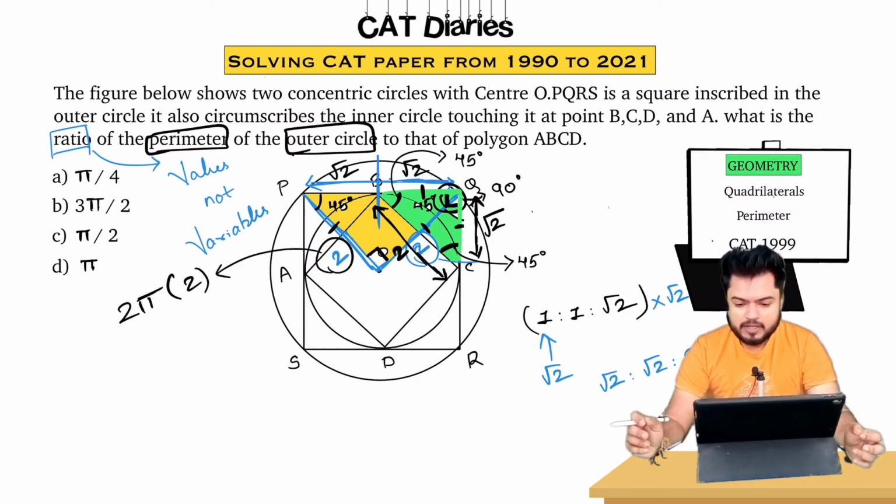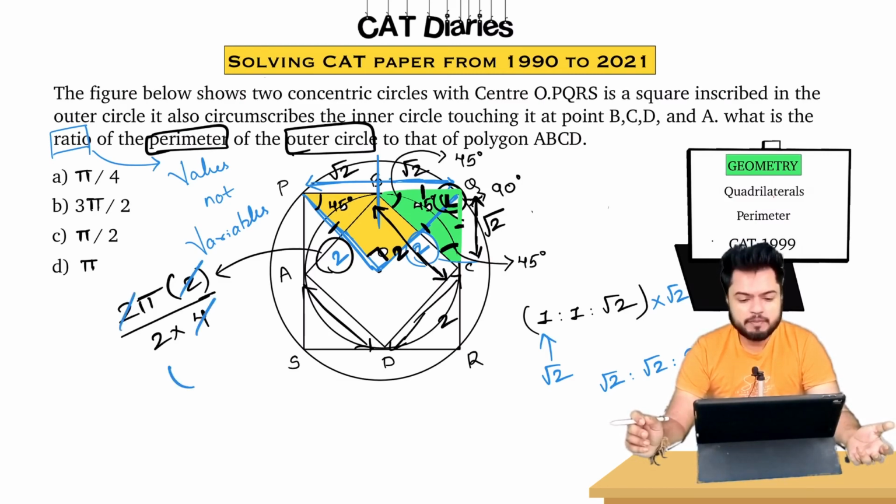Then, to that of the polygon. One side of the polygon ABCD, as I found out, is 2. The sum of all 4 sides will be 2 into 4, that is 8. Now if I cancel, I will be left with the answer pi by 2, and that is your answer. Option C becomes your answer in this case. So a very easy problem that should be solved by values. This comes under the type of polygon.